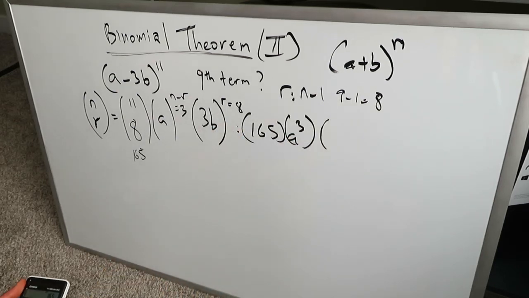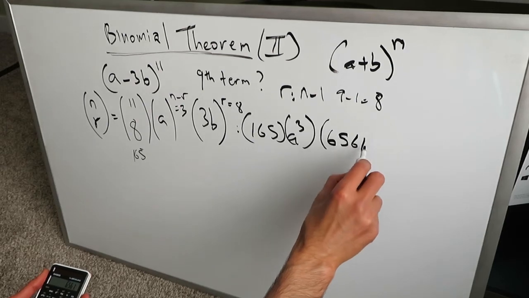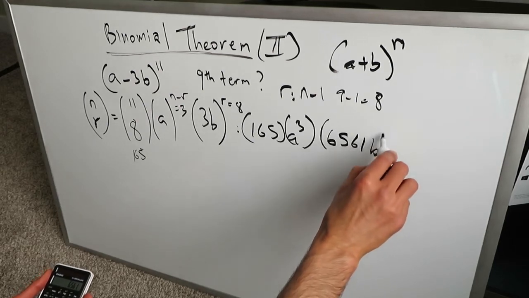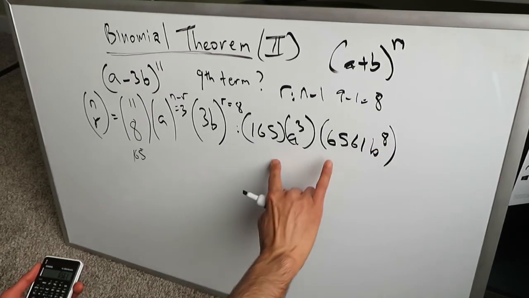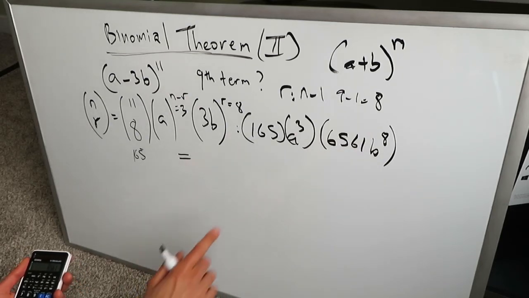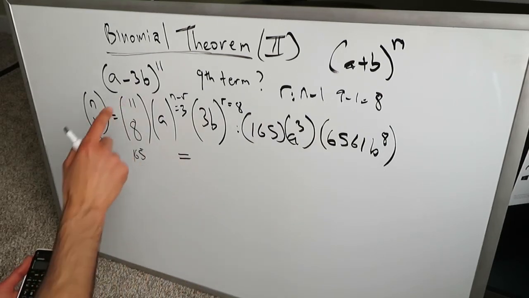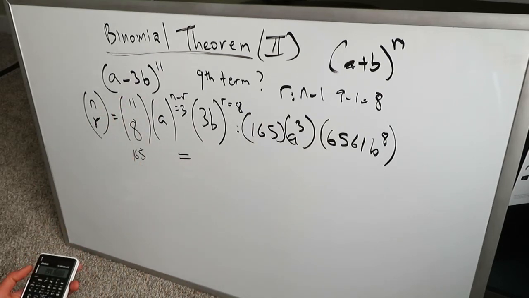You know, 3 to the power of 8 is going to be a large number. So again I have my calculator here, and I have 6,561 b to the power of 8. I have to combine these coefficients to generate a final answer. Before I do that, I want to make sure this 165 term is right, because if your combinatorial coefficient is wrong, your entire question will turn out to be wrong.